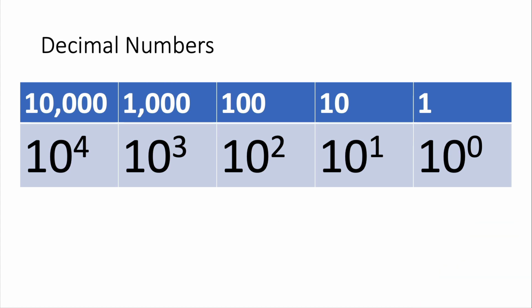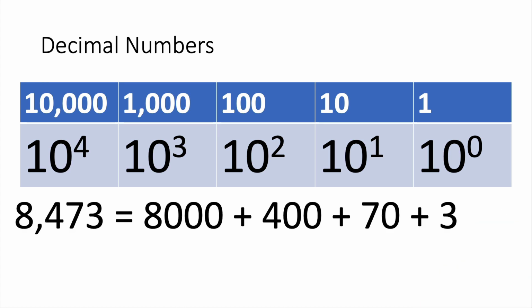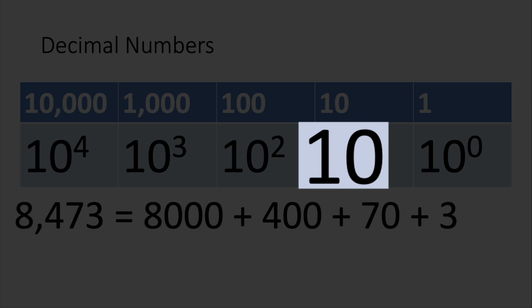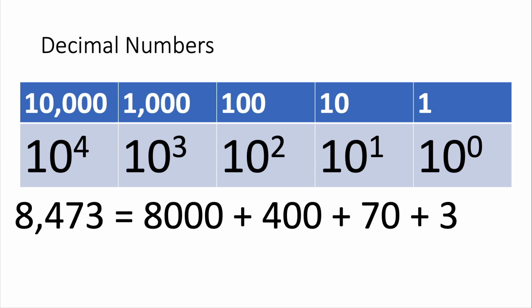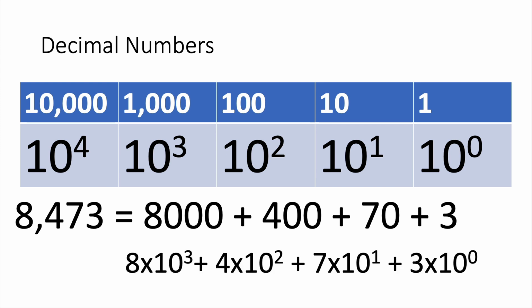So first of all, place values in decimals look like this. Each place has a 10 as a base, and then there's an exponent. So we could write 8,473 in a different form.